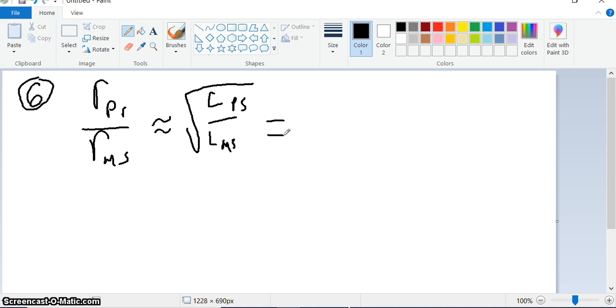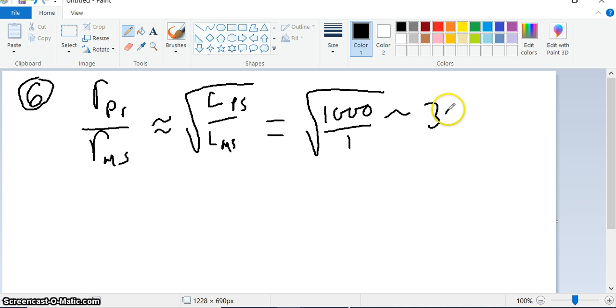So this is going to be the square root of 1,000, basically 1,000 divided by 1, and when you take the square root of 1,000, it's approximately 30. All right, so the radius of the protostar is approximately 30 times the radius of a main sequence star of the same temperature. All right. Let's move on to 7.